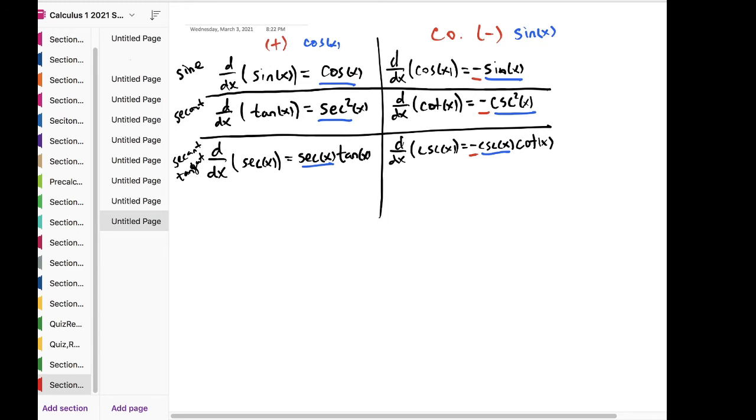But again, I really recommend you do the quotient rule to memorize, to just get the habit of doing the quotient rule and understand. It will help you understand what tangent, cotangent, secant, and cosecant are, and those derivatives.